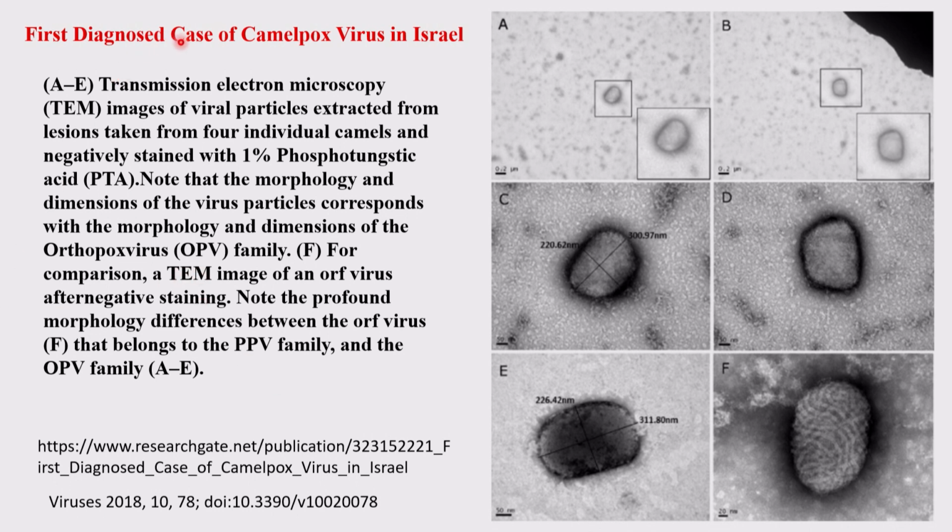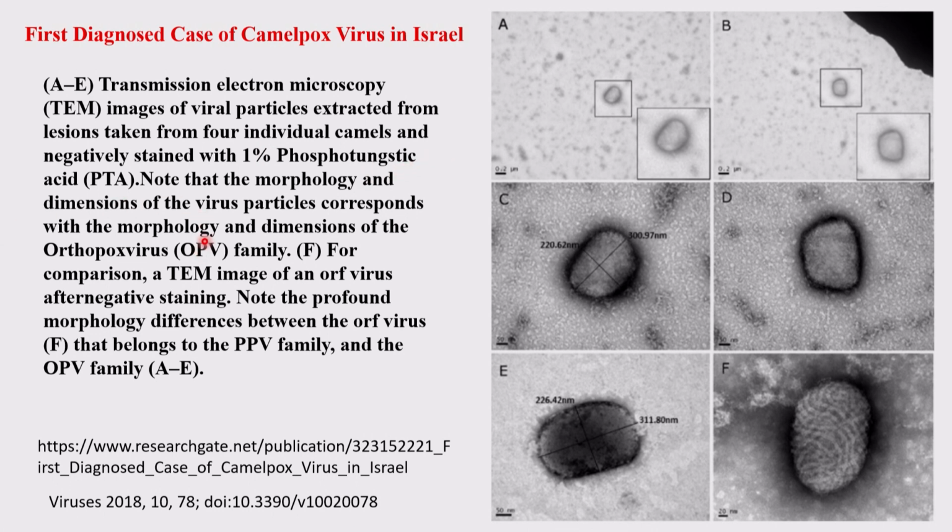This is the first diagnosed case of camel pox. This is from the camel virus identified in Israel and studied. So these are the electron microscopy TEM images of the viral particles extracted from lesions taken from 4 individual camels and negatively stained with 1% phosphotungstic acid, because you have to get the dark and the lighter gray areas. That's why you treat with that. That example I also explained earlier when we were talking about the staining part, dark field and bright field, etc.